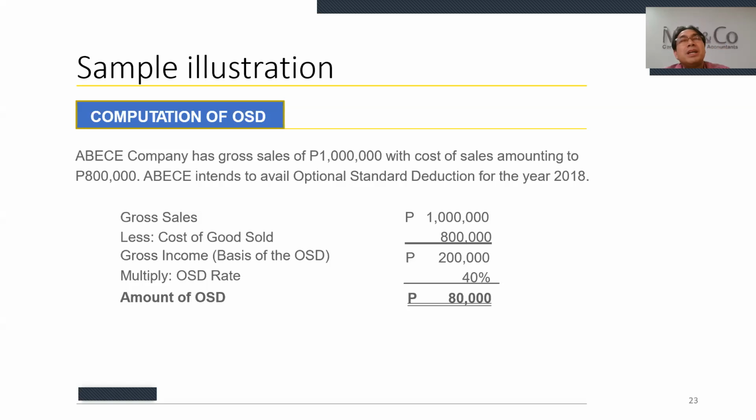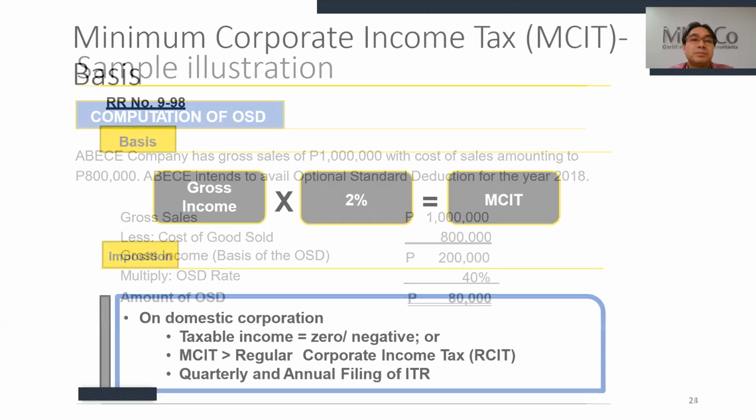So, kapag marami ka namang resibo na legitimate na mga purchases mo, huwag ka na lang gumamit ng OSD. Especially kung talagang medyo lugi ka siguro that time. Diba? So, huwag ka na lang gumamit ng OSD para maging negative yung bottom line figure mo.